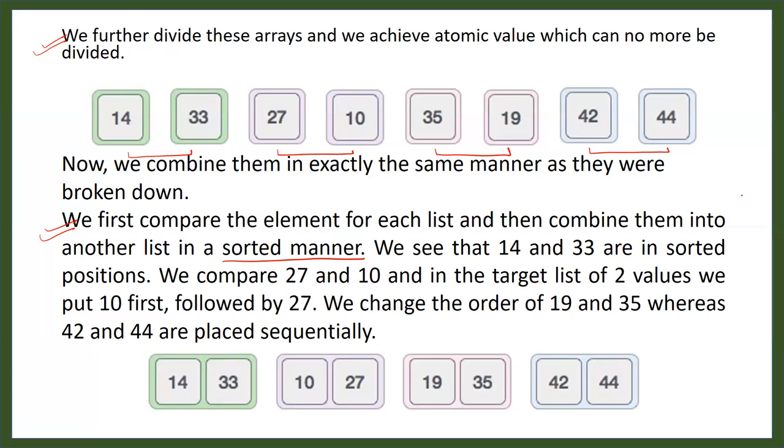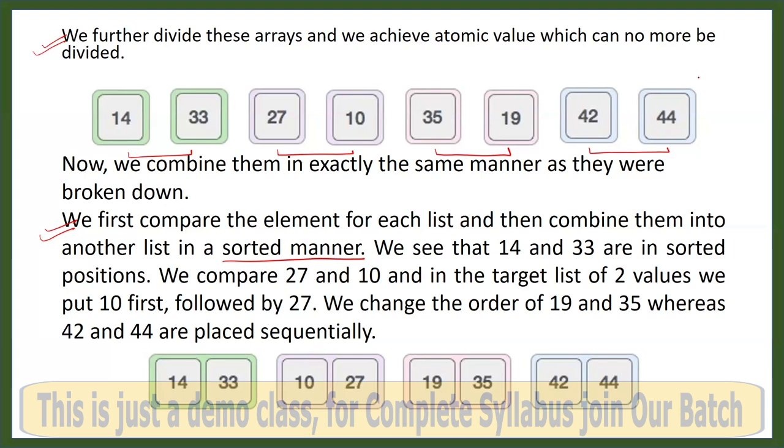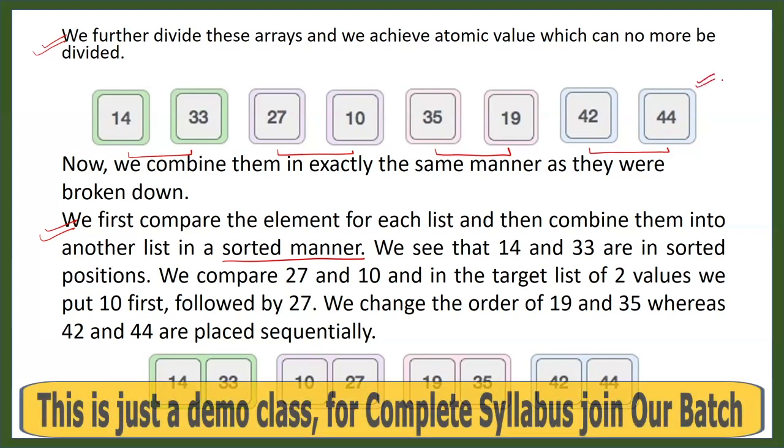So we are taking the example of the previous array. In all our sorting techniques, we are taking the same example. So don't worry, guys. Now we can see that 14 and 33 are in a sorted position, right? They are already sorted, so nothing will happen. We compare 27 and 10 here. This is 27 and this is 10.